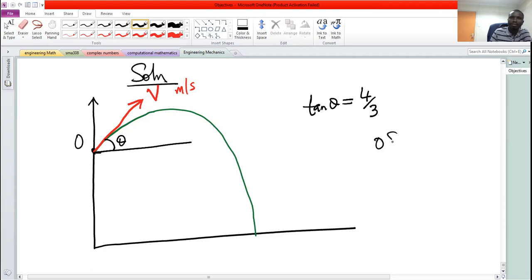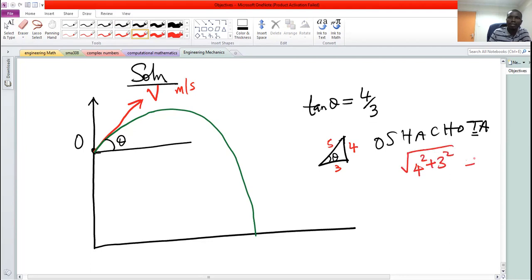So if tan is given by that, we can draw a triangle. So this is V, and tan is opposite over adjacent, so this will be 4, this is 3. From Pythagoras theorem, this distance should be 5, since the square root of 4 squared plus 3 squared gives us 5. So we can always now define, this way we have our ux, and this way we have our uy.